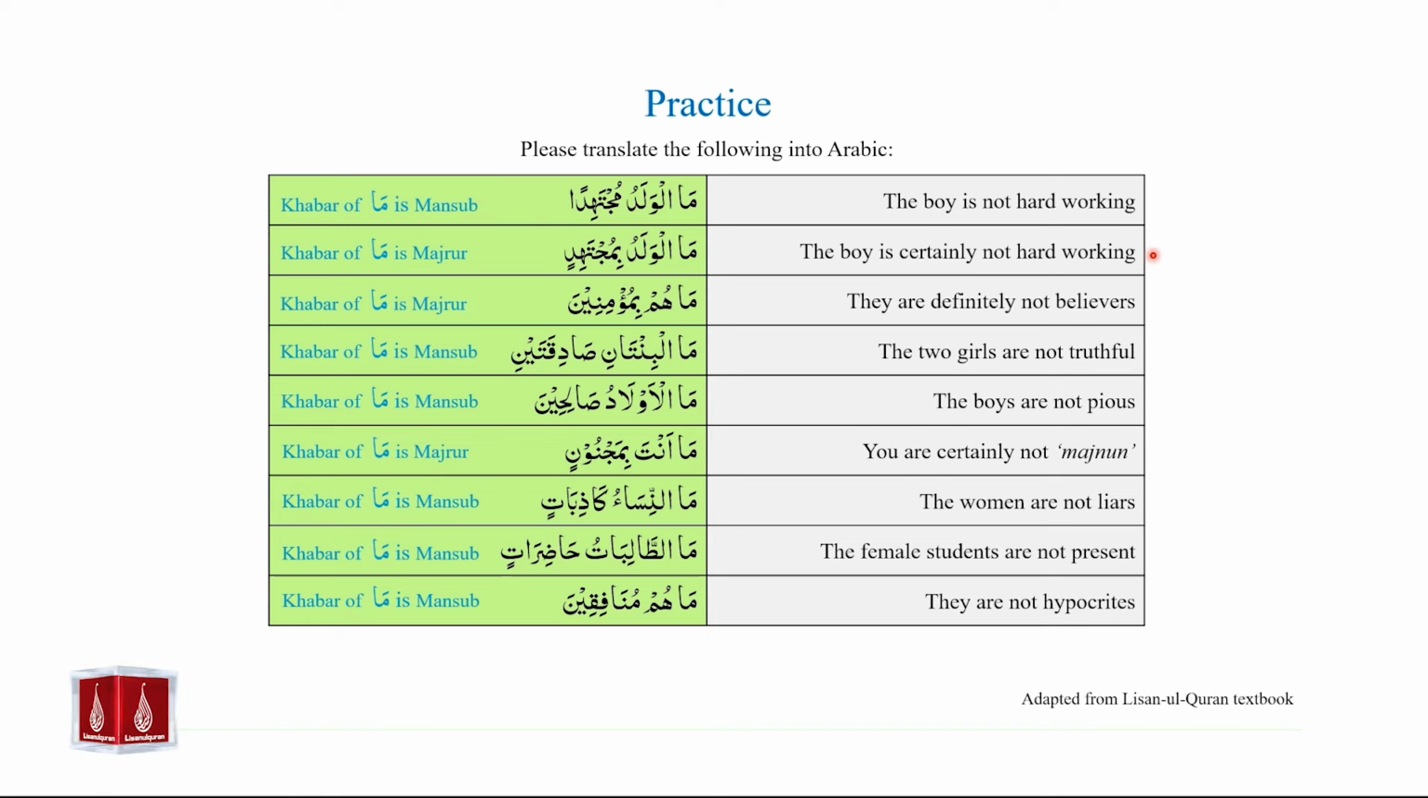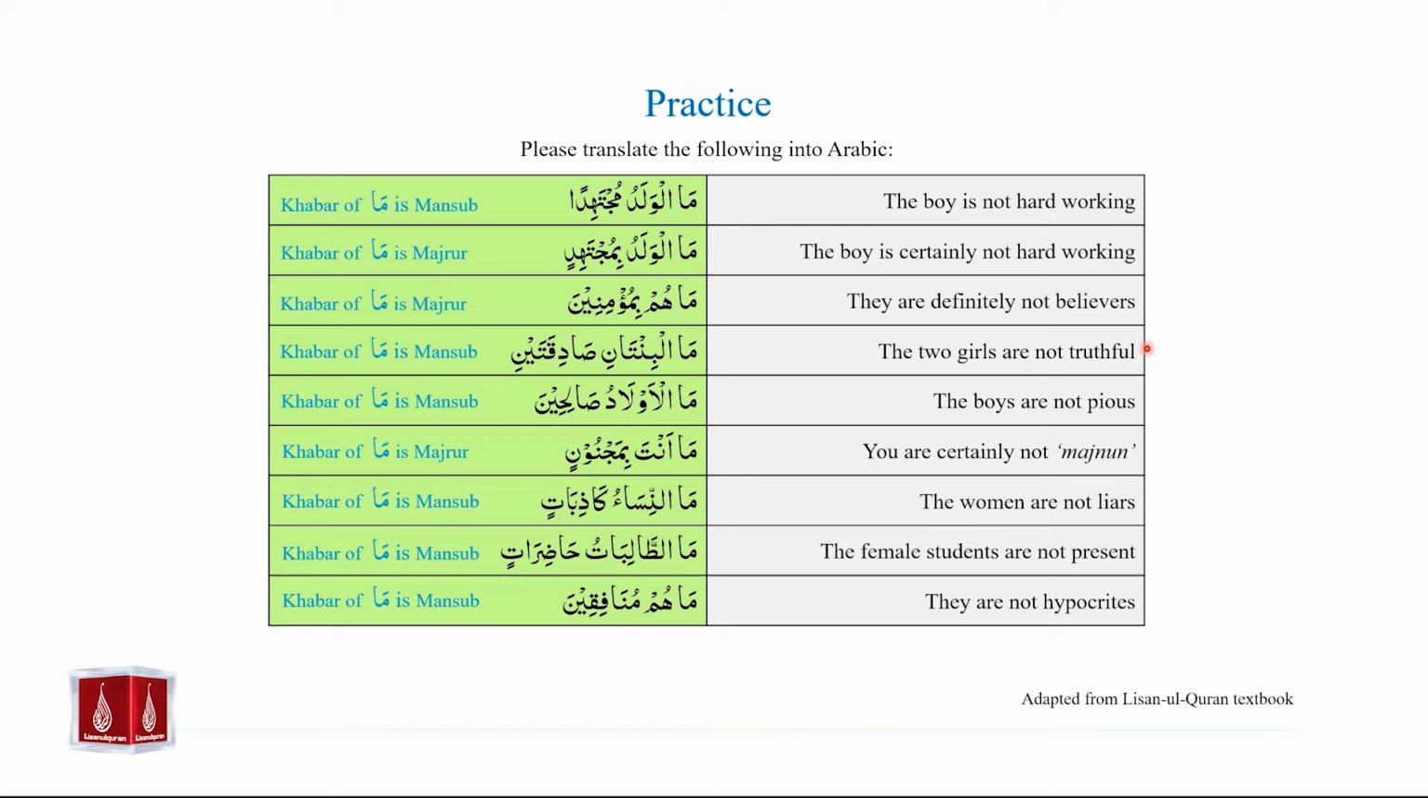The boy is certainly not hardworking. Now we see that we have a negative sentence that has emphasis in it. And in Arabic, we will say Ma al-waladu bimujtahidin. We are adding emphasis through ba harf jar, and now the khabar of ma is majroor because of the ba harf jar. They are definitely not believers. Once again, we have a negative sentence with emphasis. Ma hum bimu'minina. The khabar of ma is majroor here.